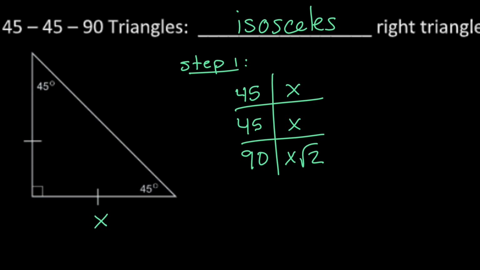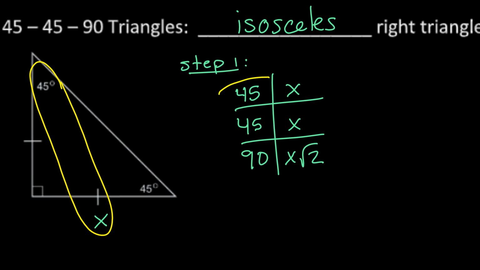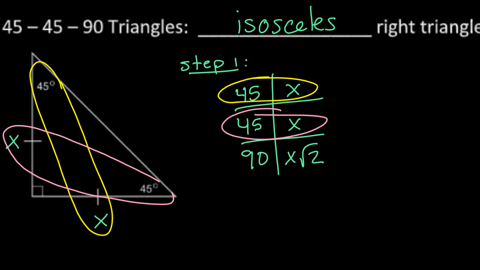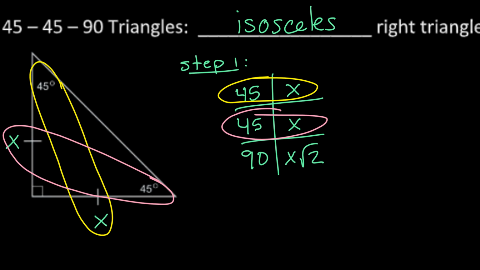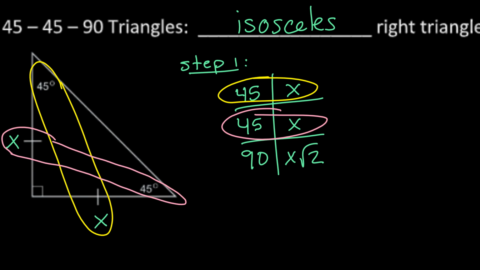And if you have a highlighter, I would highlight that across from value. Or a marker, you can go ahead and circle. And across from the other 45 is what? Also an x. And across from the 90 is what? X square root 2.